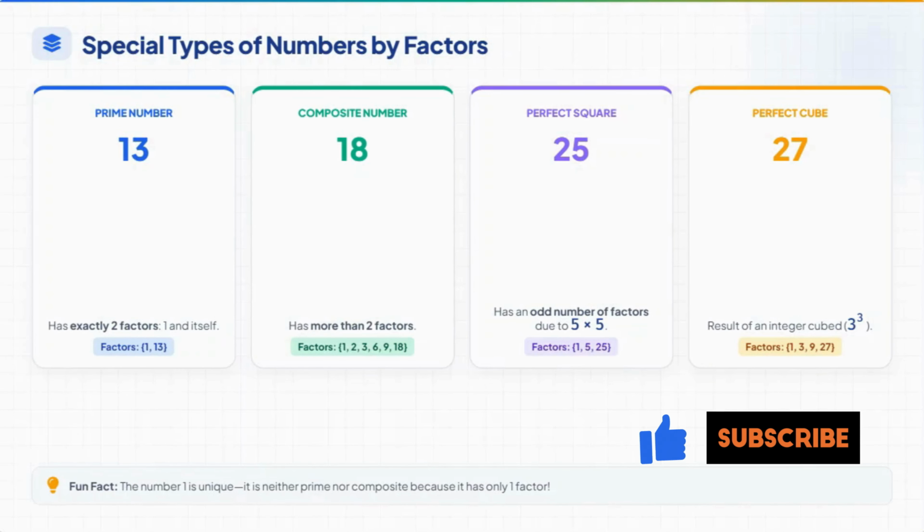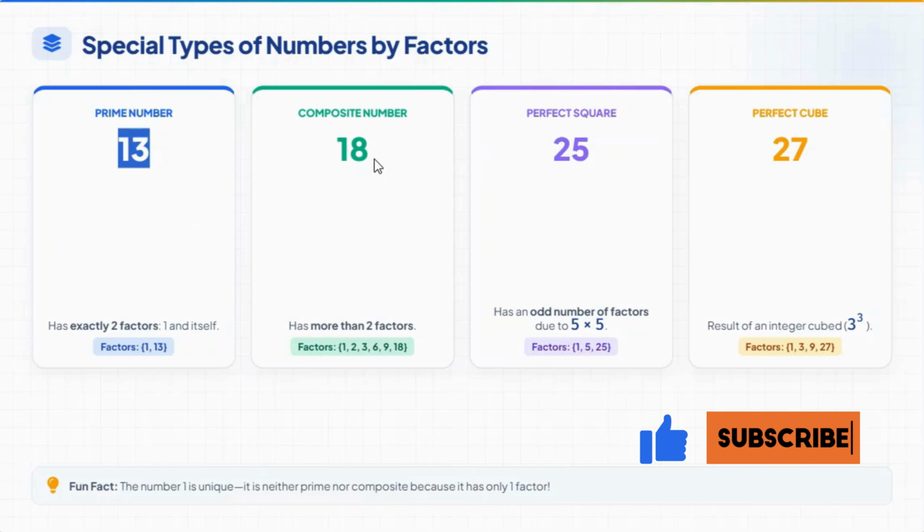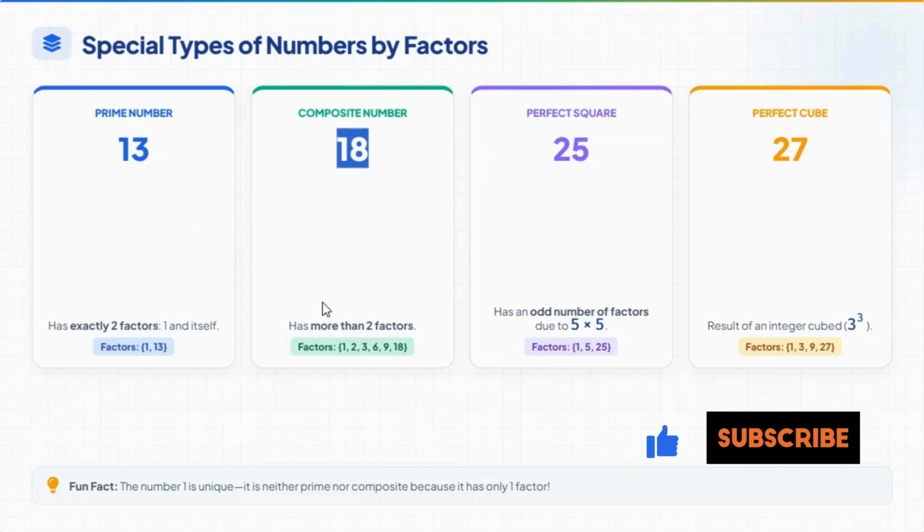Depending on how many factors a number has, we group them into special categories. Let's flip this. Here you can see prime number 13 has only 2 factors, that is 1 and itself. And composite number 18 has more than 2 factors. Those factors are 1, 2, 3, 6, 9 and 18.